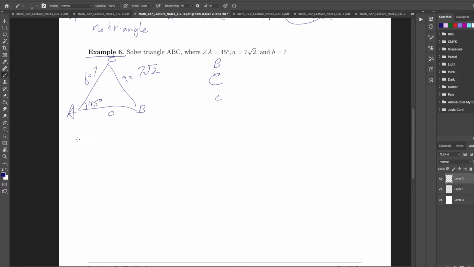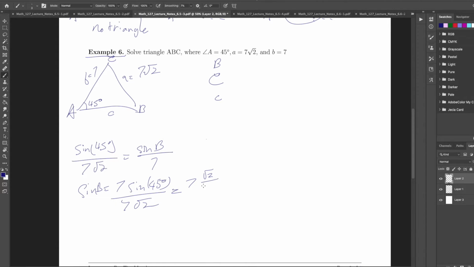So let's do that. Here I'll have sine of 45, which is the sine of A, over a, which is 7 square root of 2, equal to the sine of B, which I don't know, all over b, which is 7. So we're going to solve for the sine of B. The sine of B equals 7 times the sine of 45 degrees, all over 7 square root 2. Do we know what sine of 45 degrees is? Yes, we shouldn't even have to type that in. You can still, of course, but you may hopefully memorize that. So the 7 cancels 7, square root of 2 cancels, and I get 1/2.